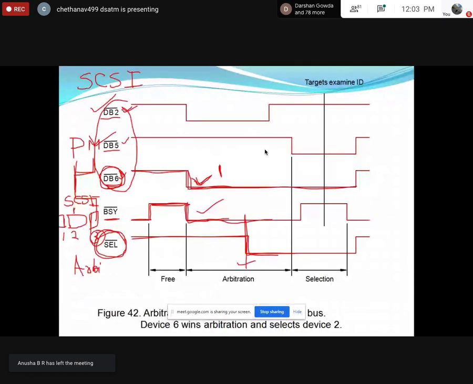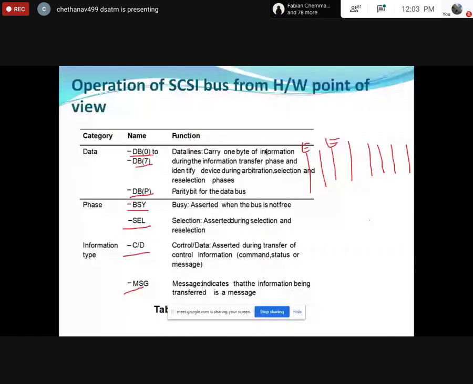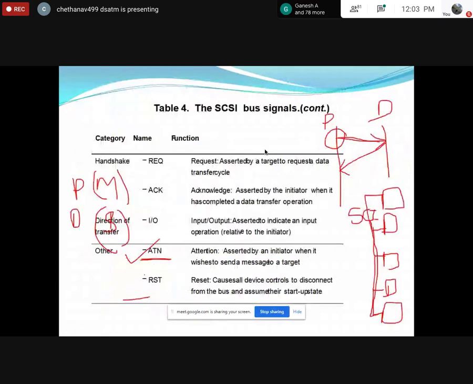In this diagram, these signals you have to remember, and all the categories. Data means DB0 to DB7 with parity. Phase means busy and select. Information means control, data and message. Handshake means request and acknowledgement. Direction of transfer means input and output, whether writing data to the disk or reading and receiving data from the disk. Then other information such as attention and reset.